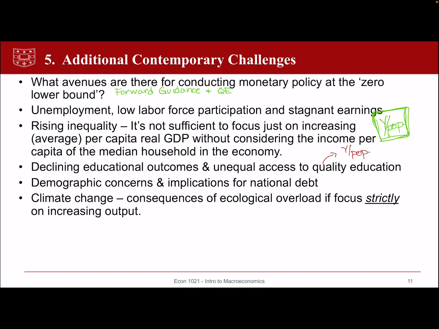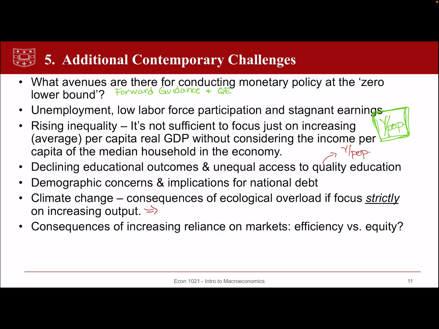Lurking behind the scenes, but certainly something that is on my mind a lot, is the problem of climate change and the consequences, if and when these might occur, of ecological overload. So I am optimistic that policymakers and smart people in your generation in particular are not just focusing on growth for growth's sake, but looking at technological ways in which we can grow in a more sustainable fashion. But it's still the case that these are serious problems that we need to think about.